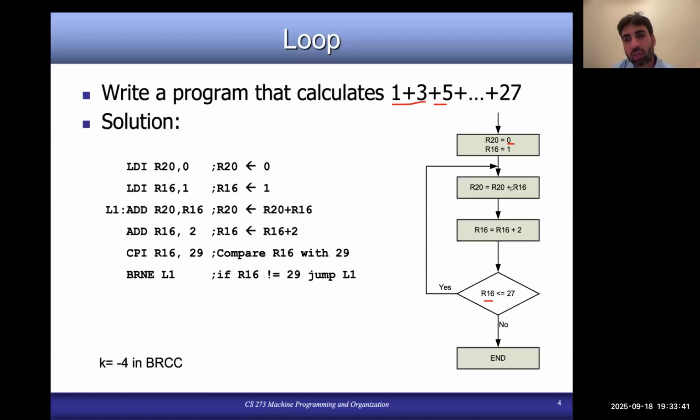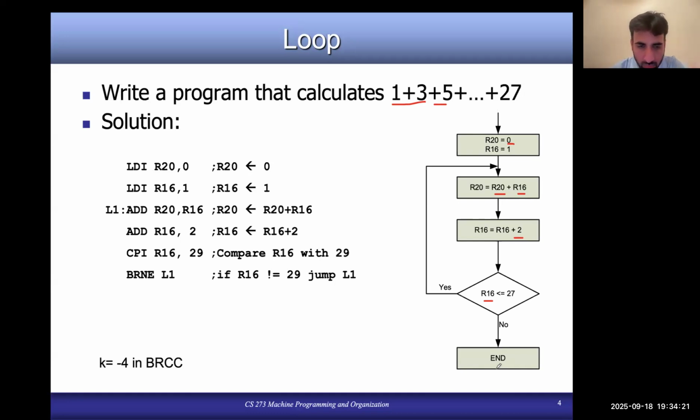In the body of the loop, we are adding R20 and R16. Initially we have 0 plus 1, so we are actually putting 1 into R20. And then the register which carries the value of 1, we are incrementing it by a value of 2. We are adding 2 to the register because we want to add only the odd numbers, not even numbers. So R16 will become 3 next time because earlier it had the value of 1. And then you check, is R16 less than or equal to 27? If yes, go back to the body of the loop. If not, exit the loop, right?